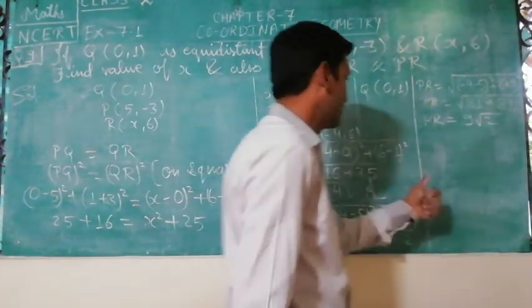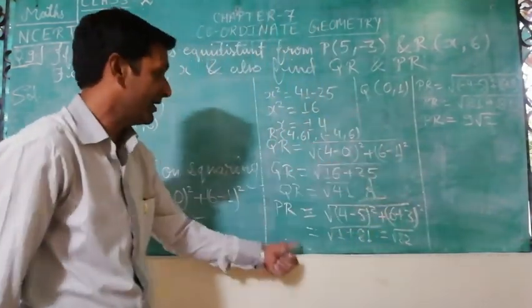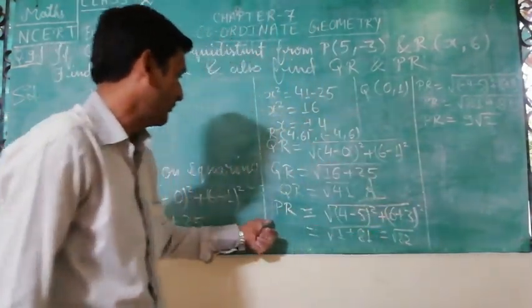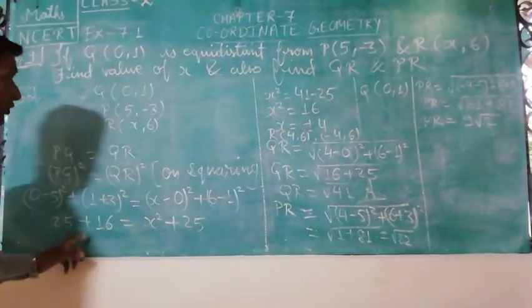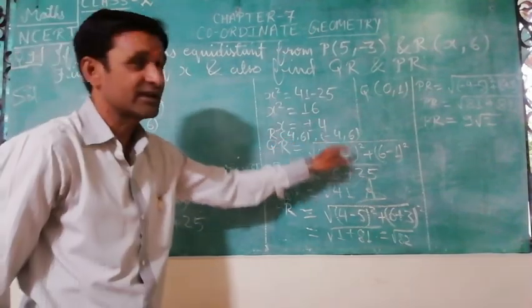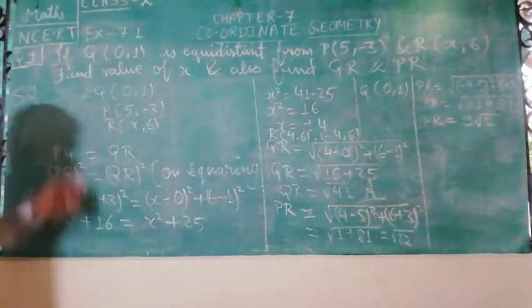Okay? 9 root 2 is one value for PR and root 82 is another value for PR, and QR is equal to root 41. And coordinates of R will be (4, 6) and (minus 4, 6). So this question number 9 is now over.